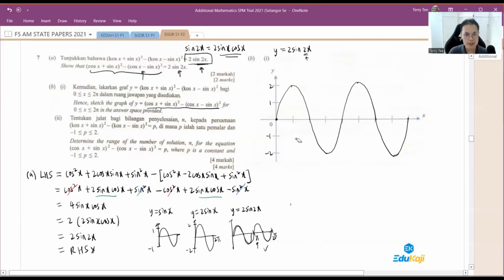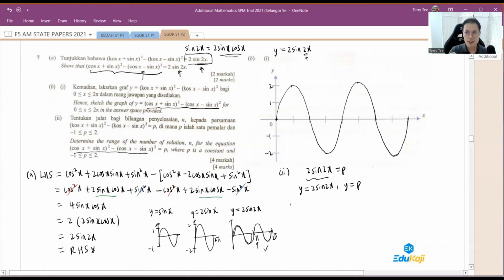All right, now they say determine the range of the number of solutions n if this equation equals p, where p is a constant and p is a number between -1 and 2. Understand this: this entire thing is your 2 sine 2x, and the result is now p. So this is Roman 2. This can be solved graphically by drawing two graphs. The first graph is y equals 2 sine 2x. The second graph is y equals p.